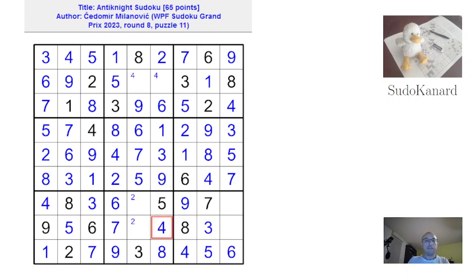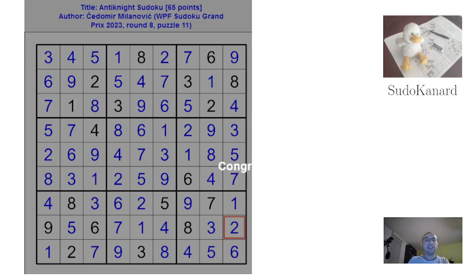Oh, but this is a 4 because of this one. That's a 4, that's a 7. Here I need 2 and 1 as well, but there's a 2 here, so that's a 1, that's a 2, that's a 1, and that's a 2.